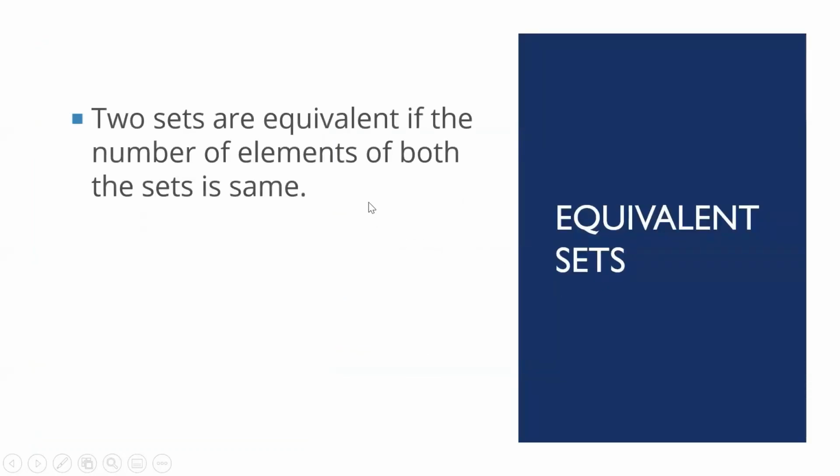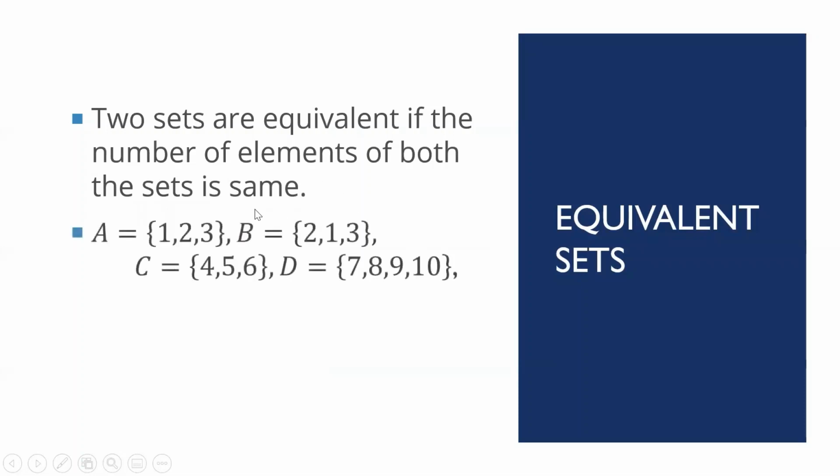Now, let's talk about equivalent sets. Two sets are equivalent if the number of elements of both sets is the same. Example, we have these sets. Now, we can say that A is equivalent to C. In A, the elements are 1, 2, and 3. In set C, the elements are 4, 5, and 6. They don't have the same elements, but they have the same number of elements. When we talk about the same number of elements, we are talking about equivalent sets.